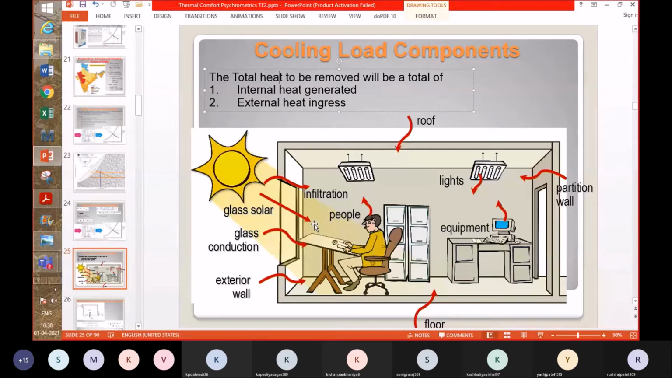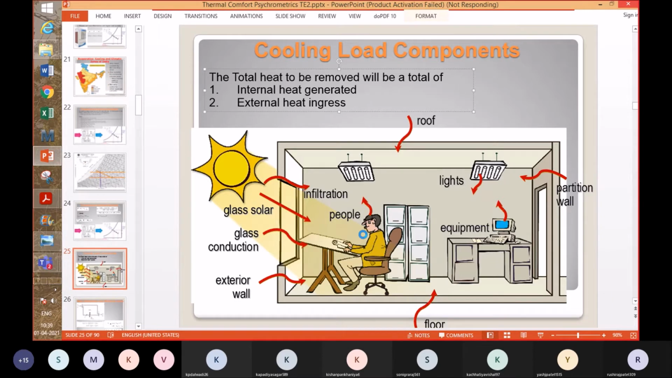So under steady state condition, you have to calculate the ways in which the heat is entering into your conditioned space, and the rate at which the heat is getting generated in the given space. So there are different ways in which the heat is getting added, as it is written here. One is internal heat generated and another is external heat ingress, that is heat that is coming from outside. So some examples are given.